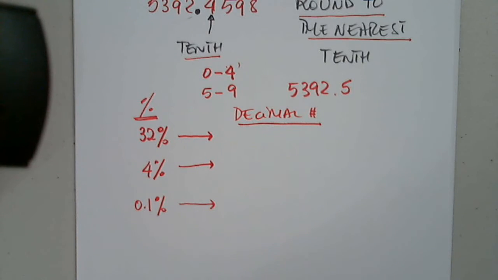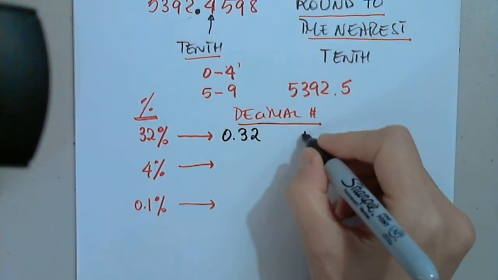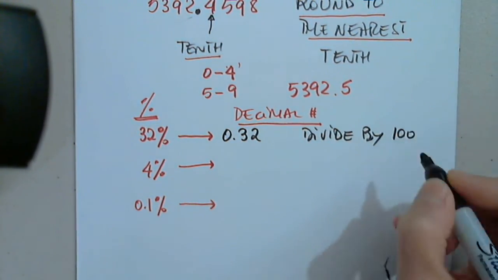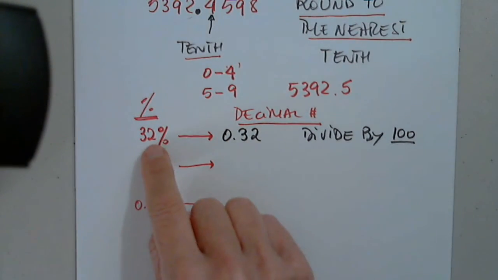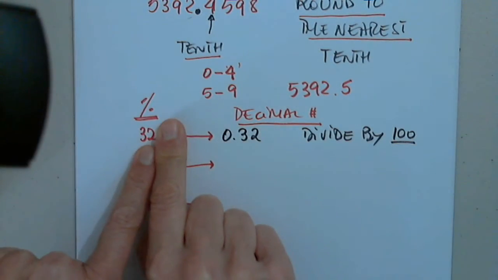I don't remember the steps, but I know the answer. Please, give me any. 32% would convert into 0.32. Excellent. We divide by 100. That's all we need to do. To change percent into a decimal number, all you have to do is divide this by 100.